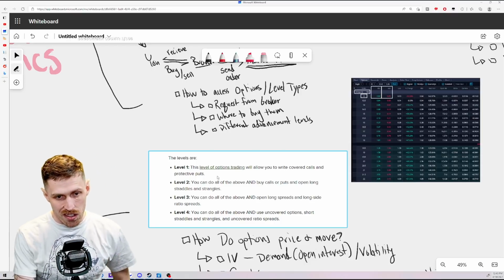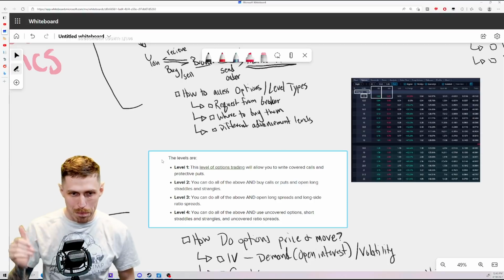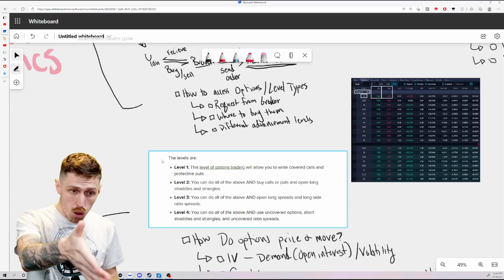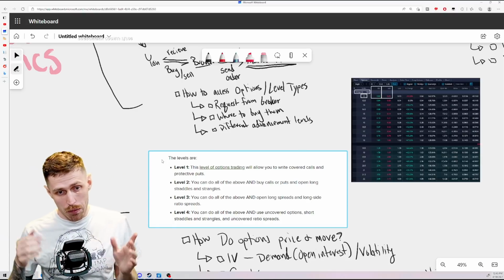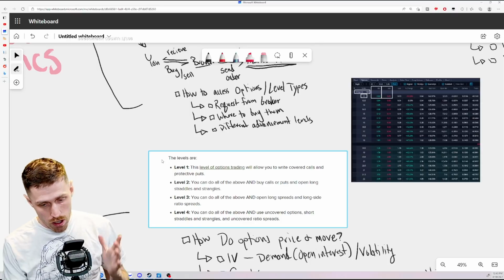And essentially what this is saying, write covered calls and protective puts, is to sell a call and sell a put. A covered call is to sell a call, a cash secured put or a protective put is to sell a put, right? These are the most basic and typically the most risk averse sort of options.